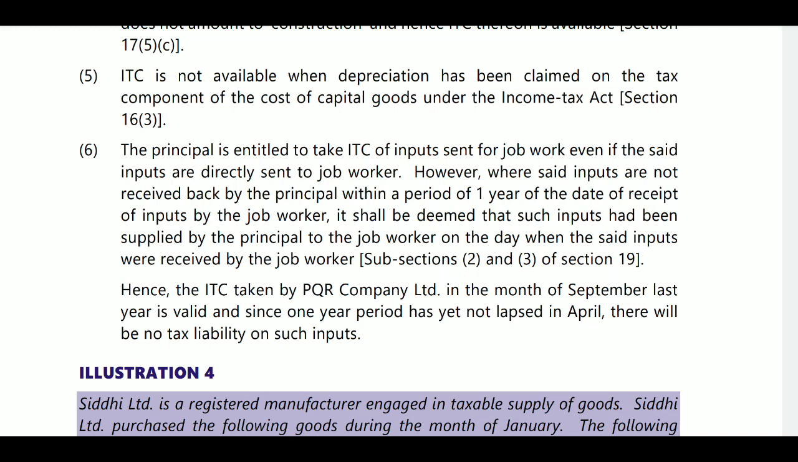Here, the ITC taken by PQR Company Limited in the month of September was already claimed in September, when they sent the related products to the job worker. Last year is valid, and since the 1 year period has not yet lapsed in April, as only 6 months are completed, there is a time limit of 1 year, so there will not be tax liability on such inputs.